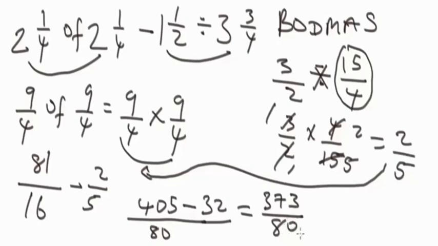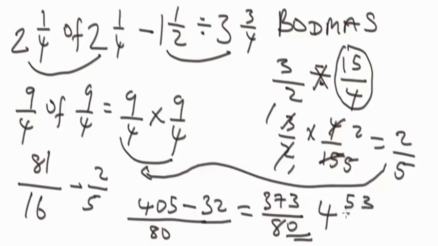It's either you leave it in this form or you put it in mixed fraction. So if you want to put it in mixed fraction, we're going to do 373 divided by 80. So we're having 80 in 373. So we're going to have 4. Yes, we're going to have 4 eighties. Then remainder. Let me check it. So it remains 53.